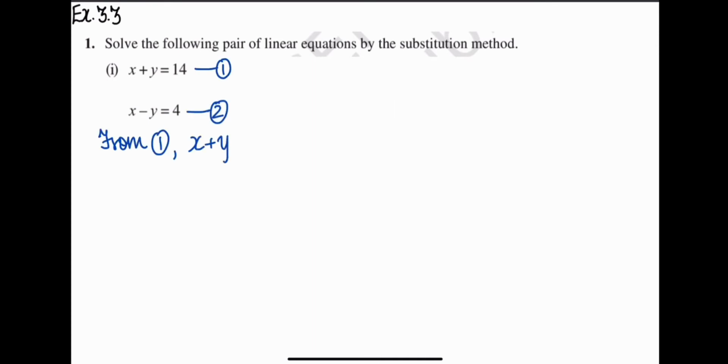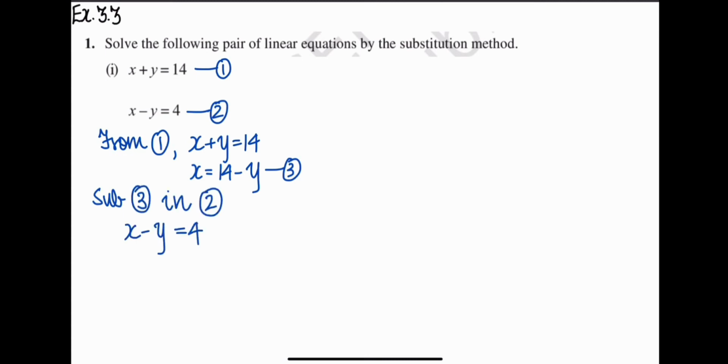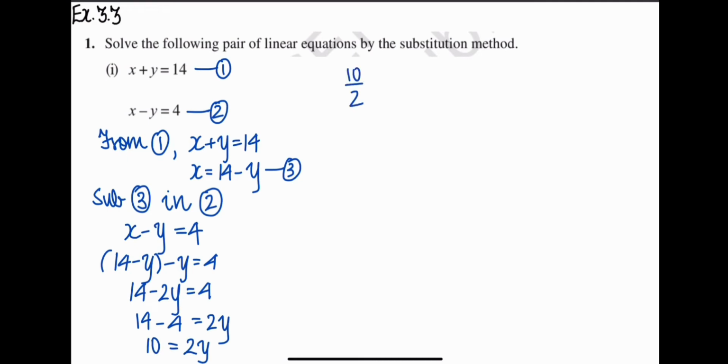From that, we observe x = 14 - y when we take y to the other side. Now this is the third equation, which we will substitute in the second one. x - y = 4. But since x = 14 - y, we substitute it this way. Now add both the y and now you get 10 = 2y. 10 by 2 is equal to y, thus y = 5.